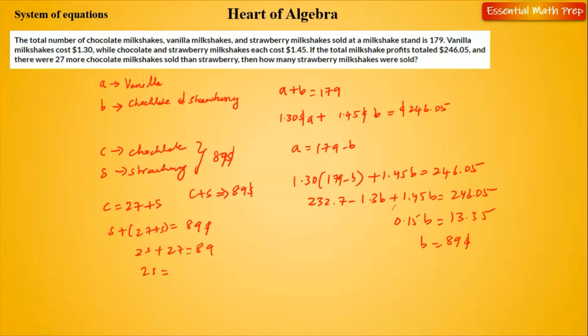So 2S equals 89 minus 27. Sorry if this problem is long, but I don't honestly know if there's an easier way to do this problem. If you can think of an easier way, please let me know in the comments box below. So that is 62. So S equals 31. You're asked to tell how many strawberry milkshakes were sold. We know 31 strawberry milkshakes are sold.